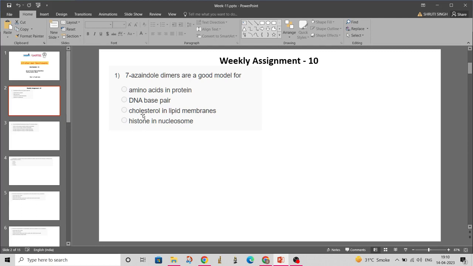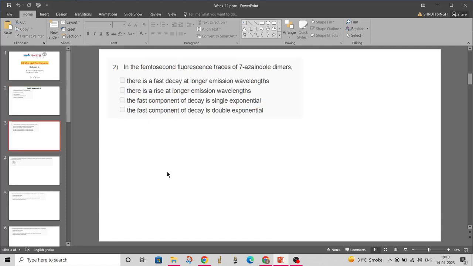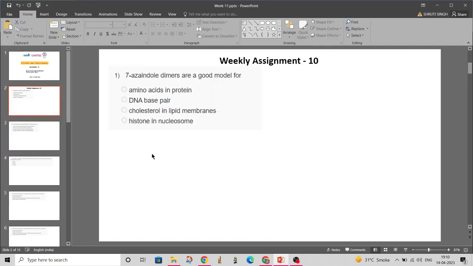So let's start now. We have already covered a lot of topics in the course, and the 12th week content has already been released. We are approaching the end of the course, and the exams are also near. So let's finish it off quickly. Weekly assignment 10. The first question states: 7-aza-indole dimers are a good model for amino acid protein, DNA base pair, cholesterol in lipid membranes, histone in nucleosomes. So let's first see what 7-aza-indole dimers are.